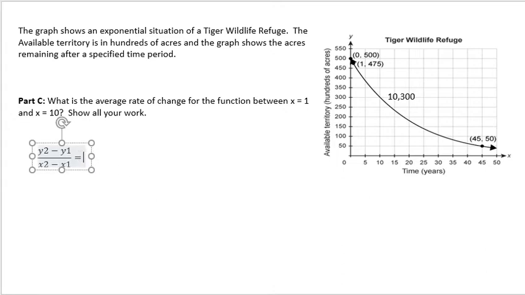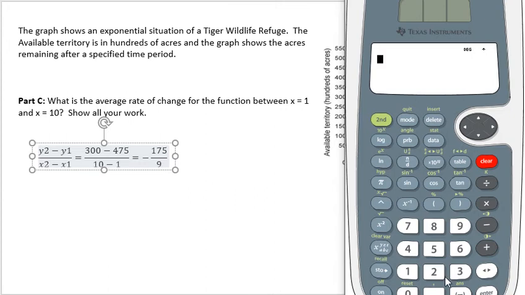Okay, so I'm going to let my y's be 300 minus 475, and then my x's 10 minus 1. So now I have my fraction, and I can go ahead and solve. So 300 minus 475 is going to leave us negative 175, divided by 9 for our x's. When I plug negative 175 divided by 9 into my calculator, that's going to give us negative 19.4.